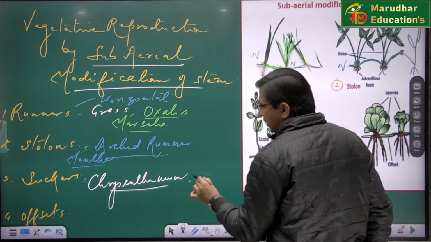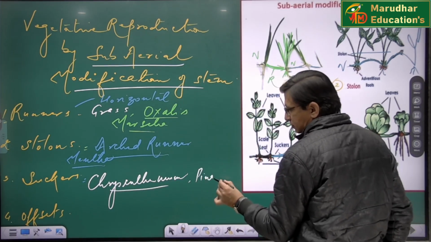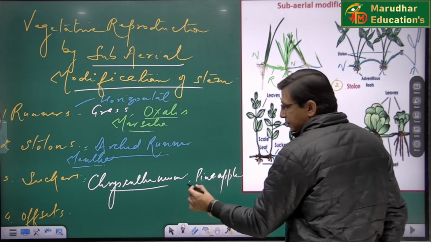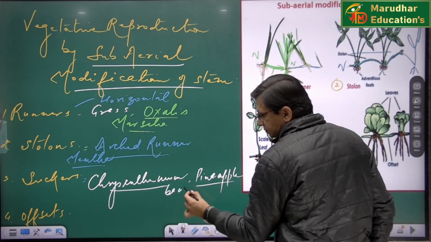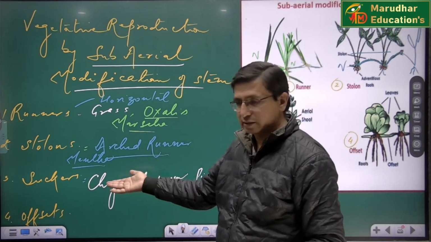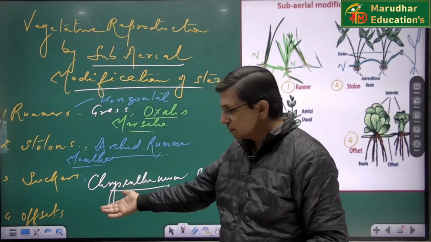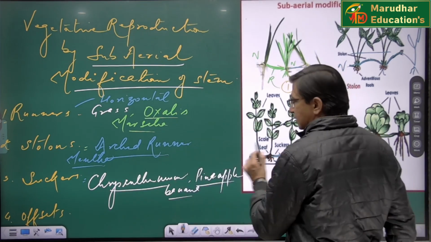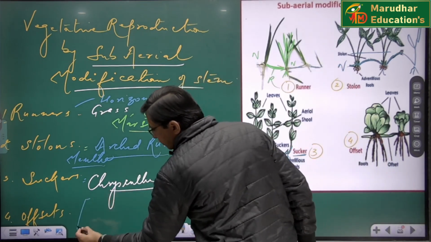Chrysanthemum, pineapple, or banana as well. These are examples of suckers. What are offsets then? See, offsets are runners, we can say, present in aquatic plants.